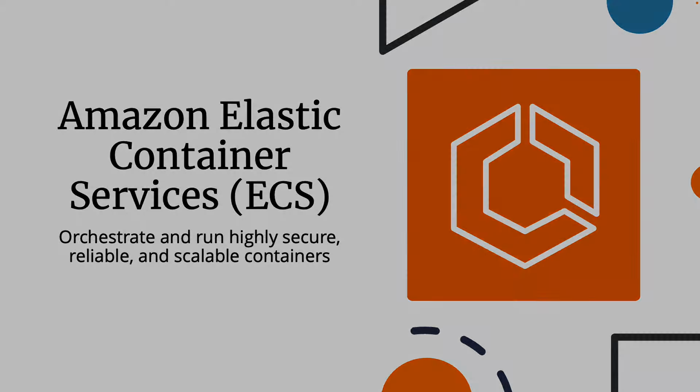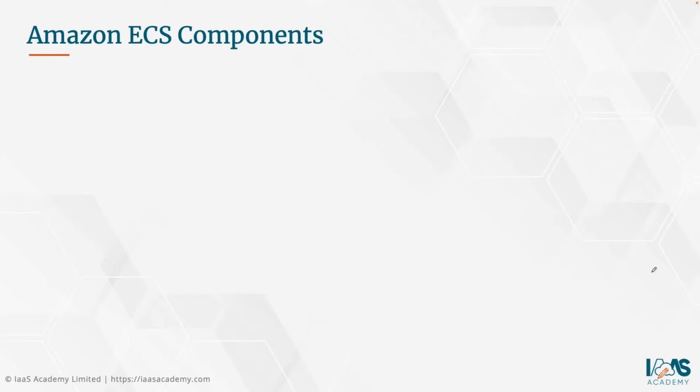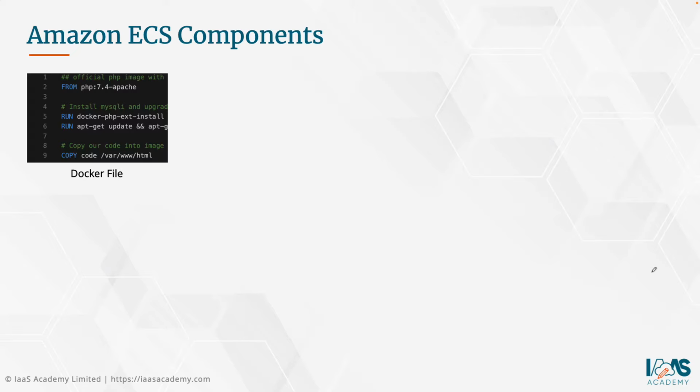Let's continue where we left off. Now, to really understand the Amazon ECS service, first we need to discuss its components. When you're working with ECS, you're still going to have to build a container image. And in order to build that container image, you're going to use a Dockerfile. This Dockerfile will then help you to architect your container image, or your Docker image, which needs to then be placed in a repository.